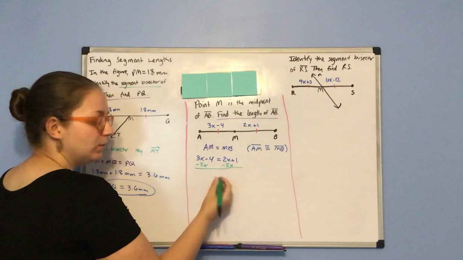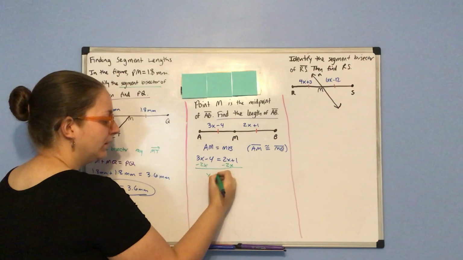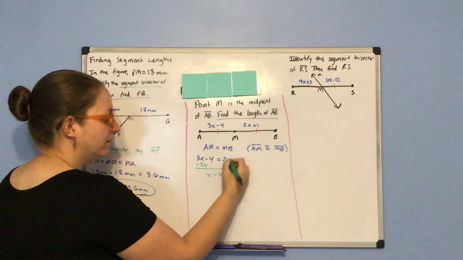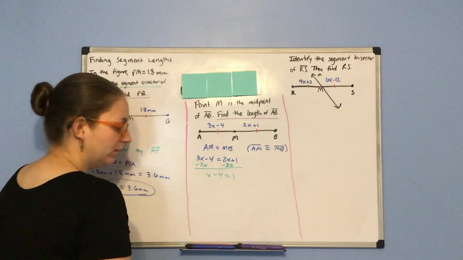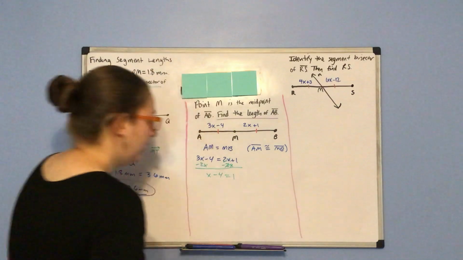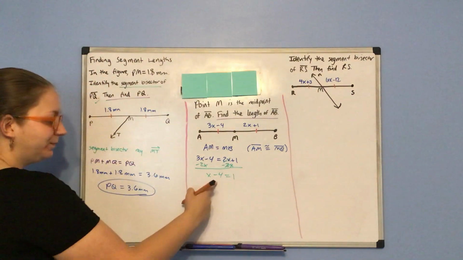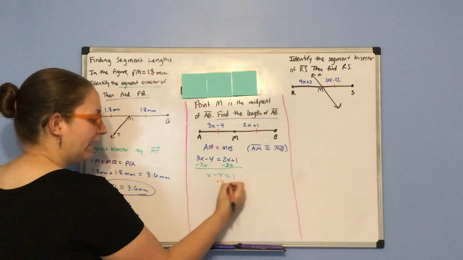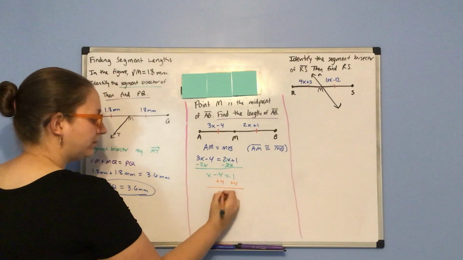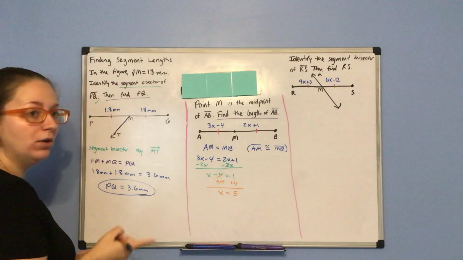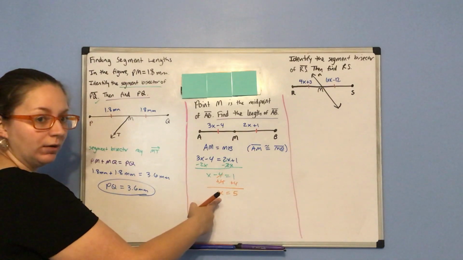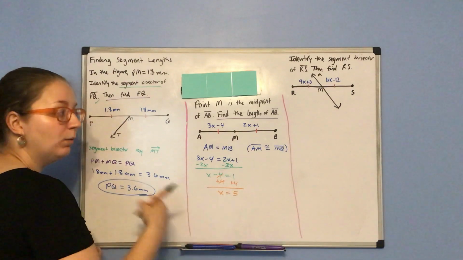3x minus 2x is 1x, which is just x. Minus 4 stays the same. Those cancel like we want to. And we have just 1 left over here. And then one more step to solve this. I need to undo minus 4 by adding 4. I get x equals 5. Normally, when we get x equals 5, or whatever variable equals number, we are done.